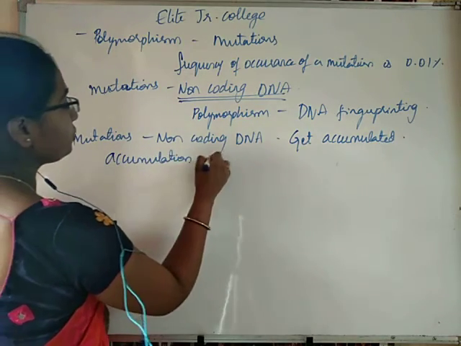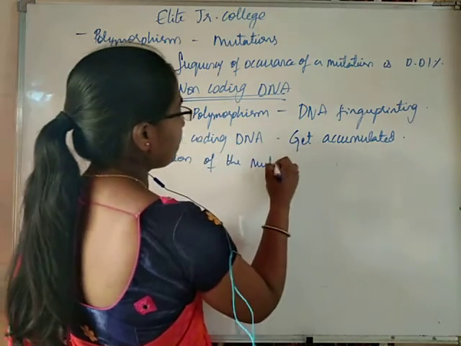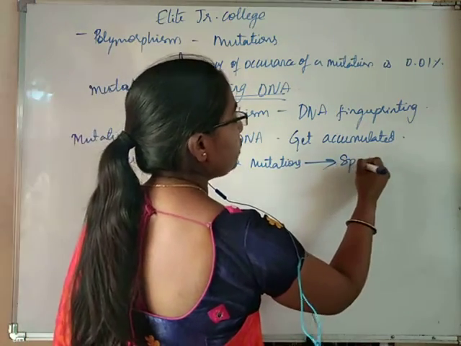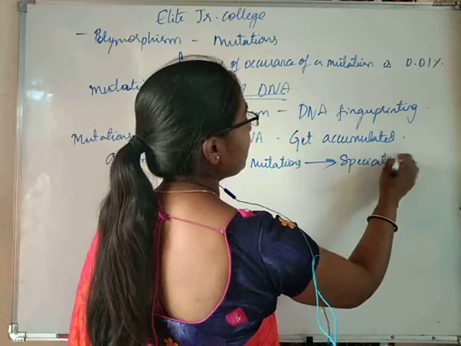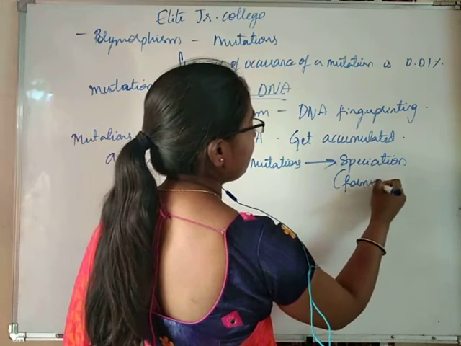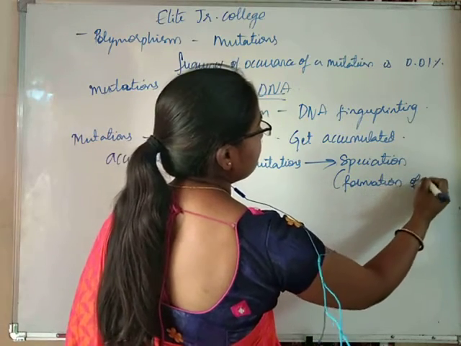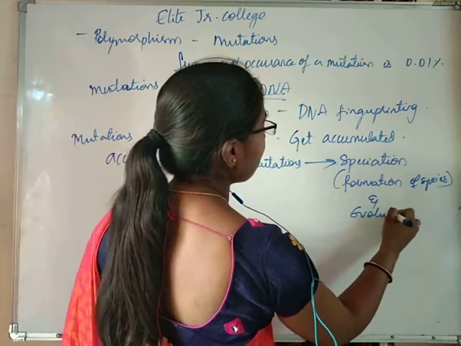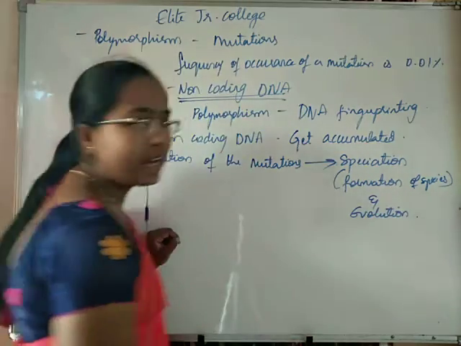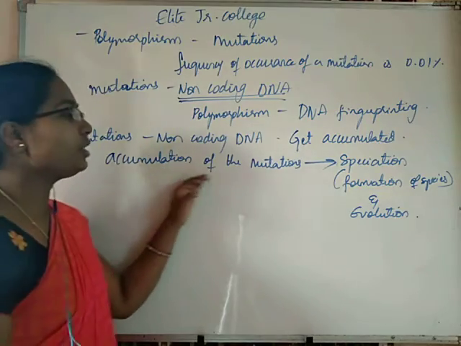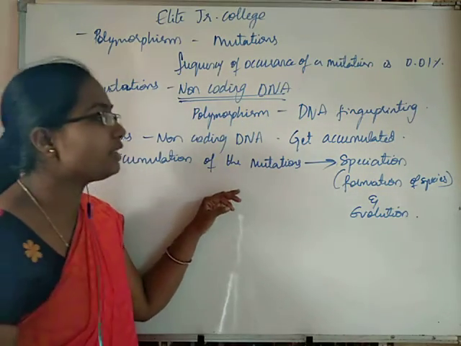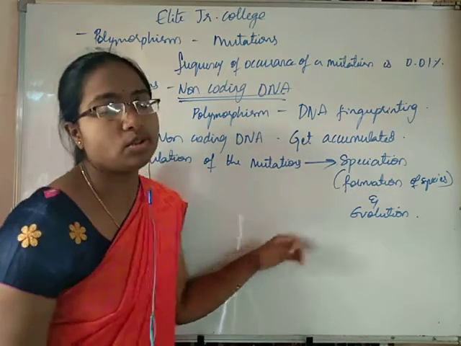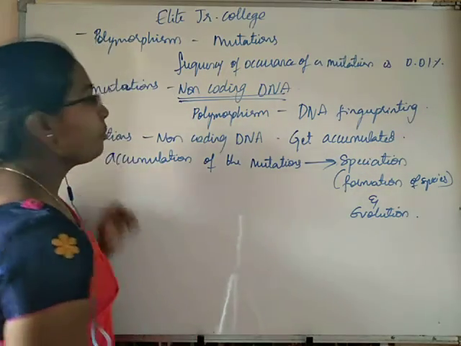accumulation of the mutations will result in speciation, that is the formation of species, and evolution, that means formation of new varieties of organisms. So, accumulation of these mutations will slowly result in speciation and evolution. Okay. So, that is about polymorphism.